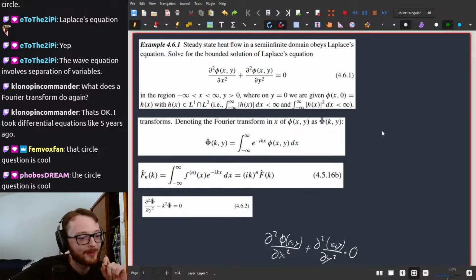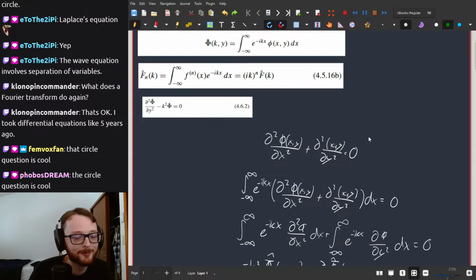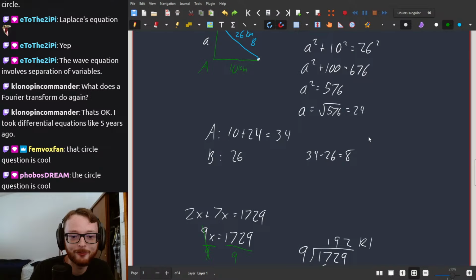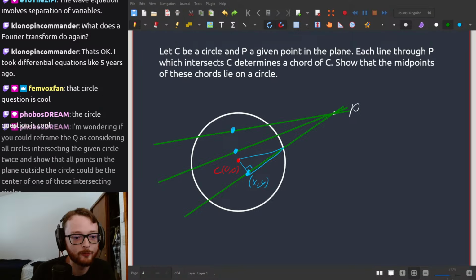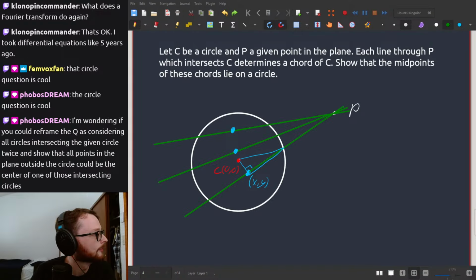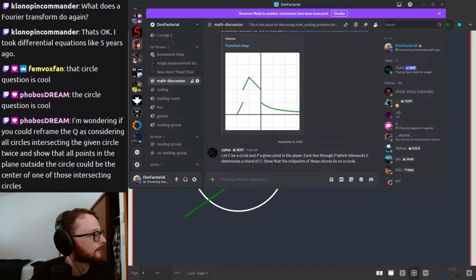Anyway, so the circle question is cool. We have 2 votes for it being cool. Did either of you have an idea for how to solve it? Because I got pretty stuck with it. It is posted in the Discord. It's from Cytos, in a math discussion.